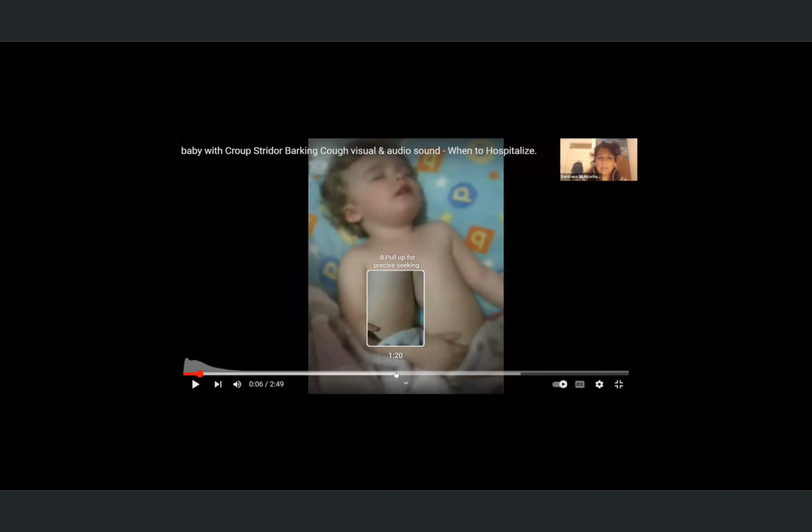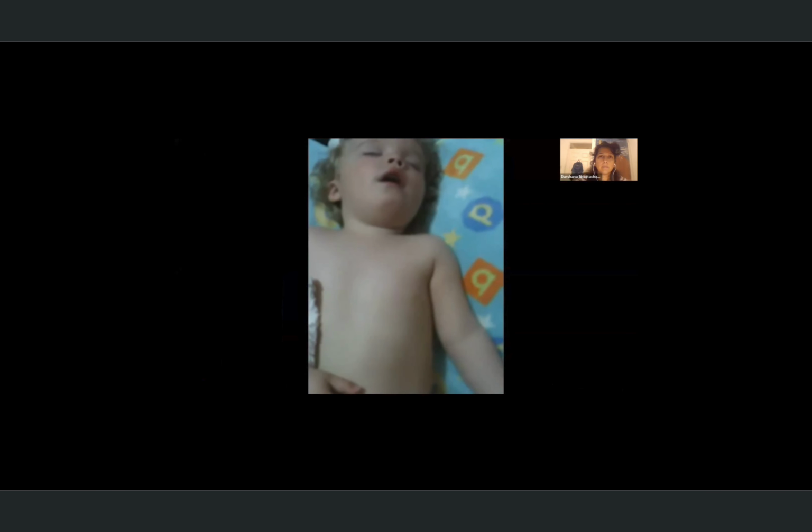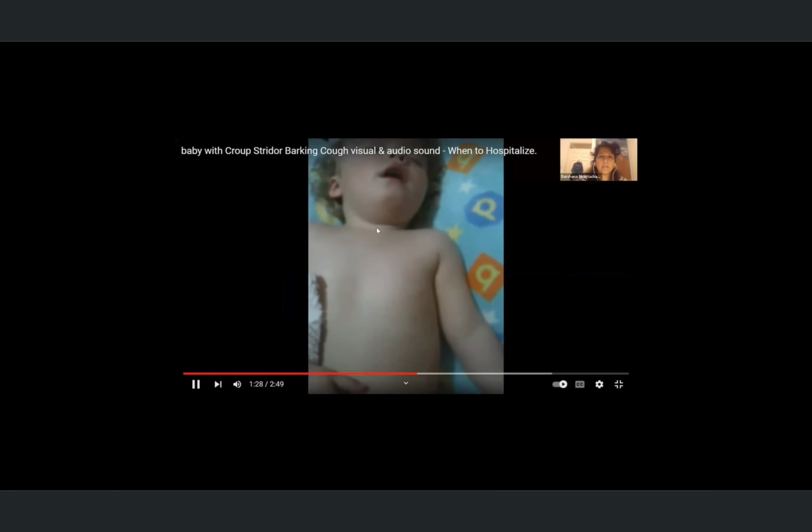And I'm going to move on and play you her stridor. Let me just make sure. Okay, no, I don't need to do that. Excuse me. And this is her stridor. So you can hear her breathing in with this stridor. She's got some tracheal tug.